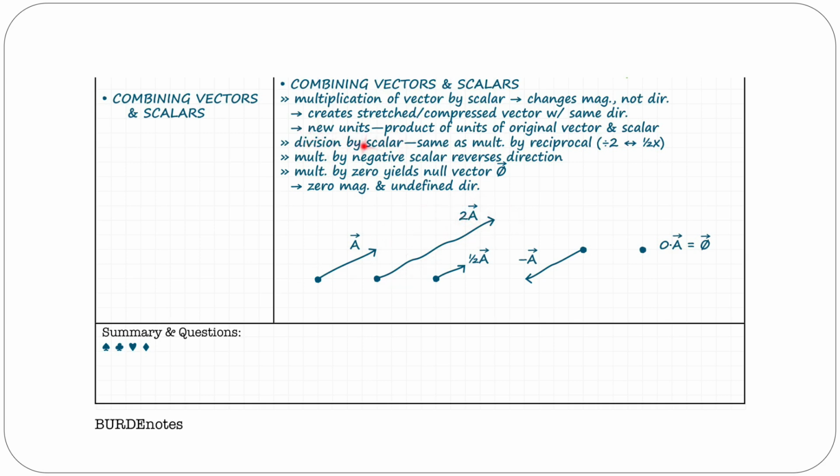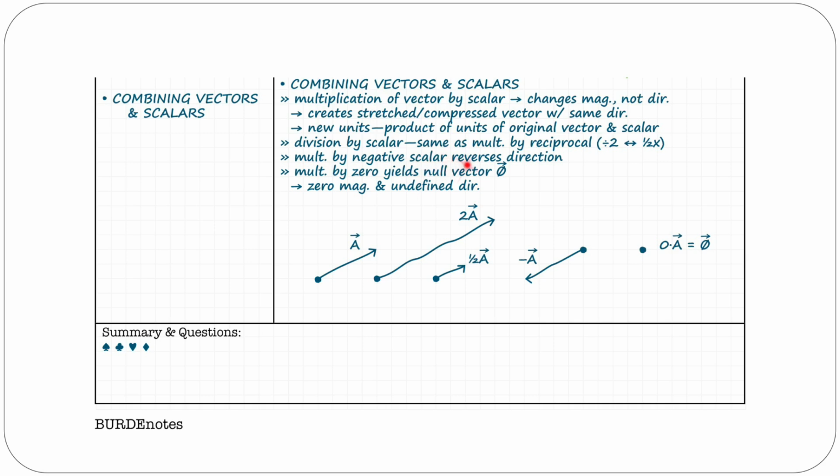If we were to divide by a scalar, that's the same as multiplying by the reciprocal. So if you divide by 2, it would be the same as multiplying by a half. So if I take vector A and I divide A by 2, it gives me the same vector pointing along parallel lines, but with half the magnitude. Or if I multiply vector A by a half, again, same direction, half the magnitude.